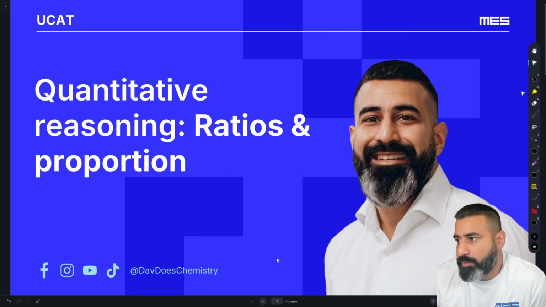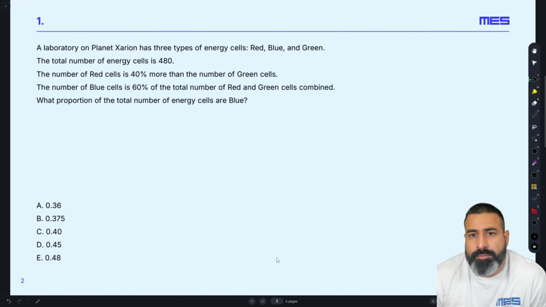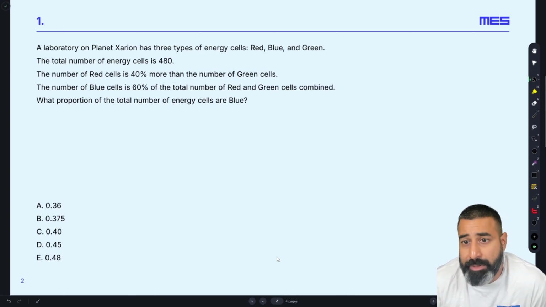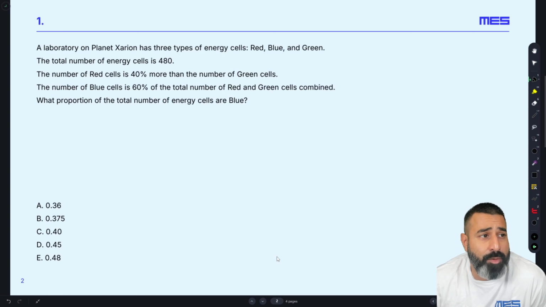and proportions. Okay, looks like a meaty question. We've got a laboratory on planet Zarion, as you do, which has 3 types of energy cells, red, blue and green. And total number of energy cells is 480. The number of red cells is 40% more than the number of green cells.